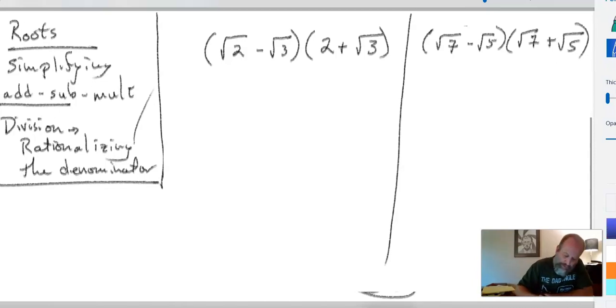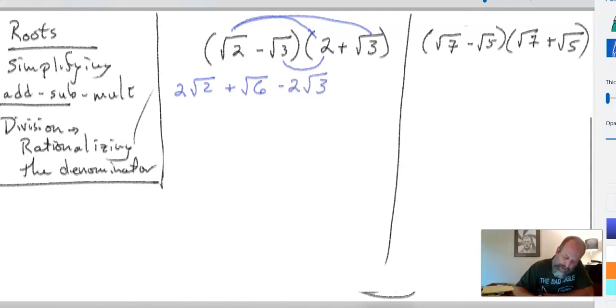Actually, let's switch to blue. So 2 times the square root of 2 is going to give me 2 root 2. Root 2 times root 3 is going to give me root 6. Negative root 3 times 2 is going to give me negative 2 root 3. And negative root 3 times root 3, well, that's going to be root 9, which is just 3.